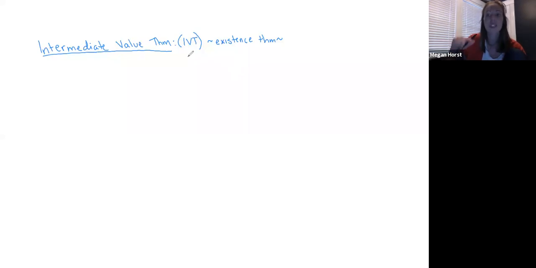IVT, MVT, and EVT, as well as the fundamental theorem of calculus, are like our 4 big theorems that we need to have for this course. But for this first half, IVT, MVT, and EVT are going to be our big ones. So this is a big theorem that's assessed on the test. So we want to make sure we really understand what's going on here.